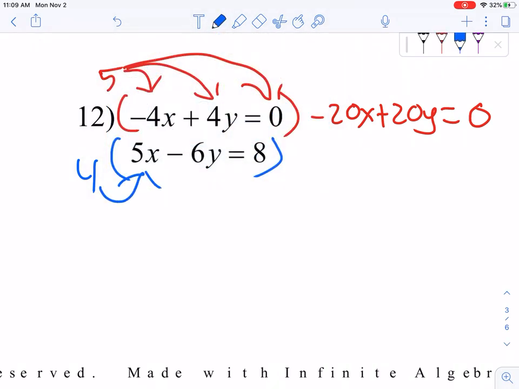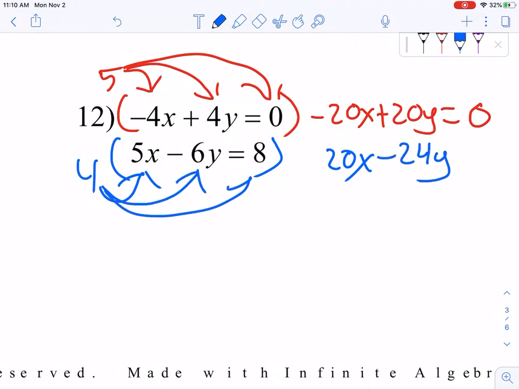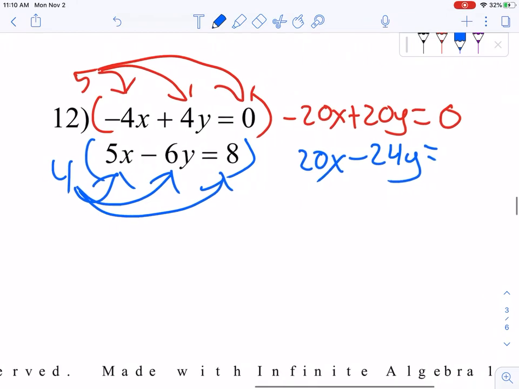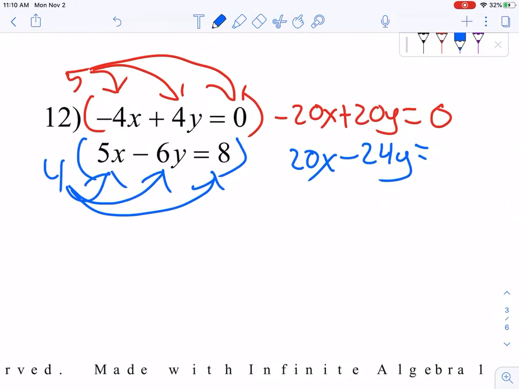Then I'm doing positive 20x, negative 24y, and 48. Sorry, 32. And then we can put these together. I started getting sloppy in my calculations toward the end, but the whole idea is that we can change both equations to create a system of equations that will eliminate.